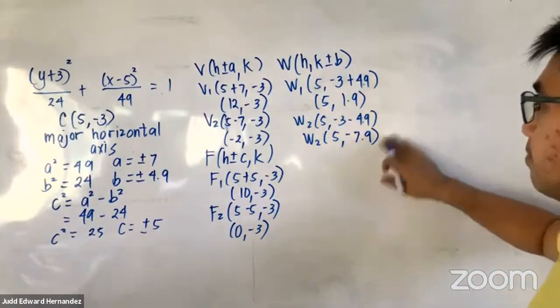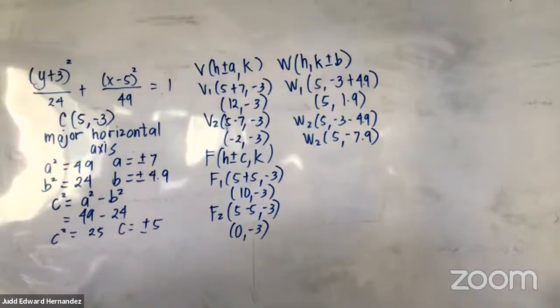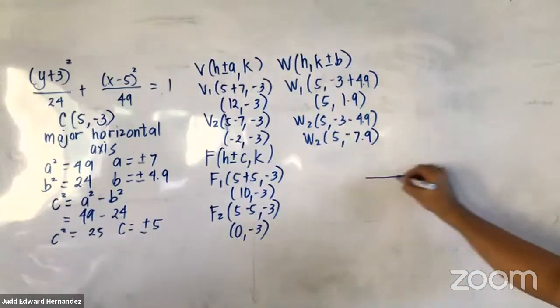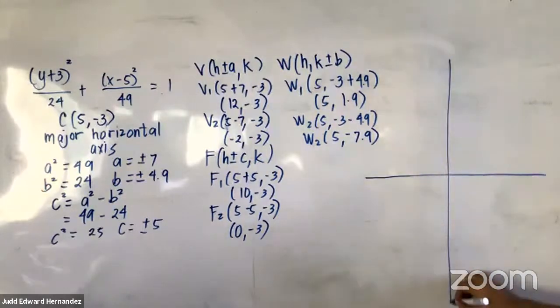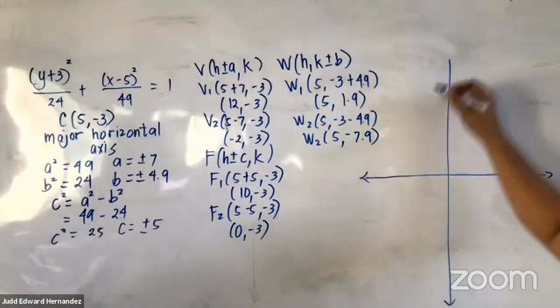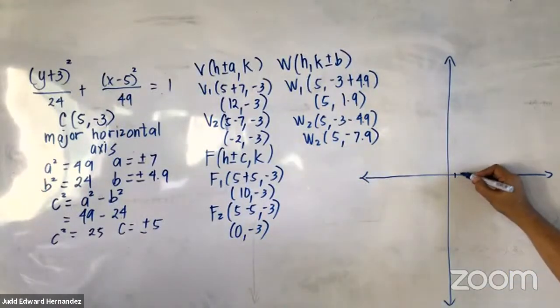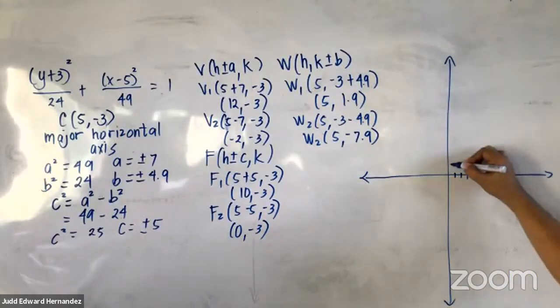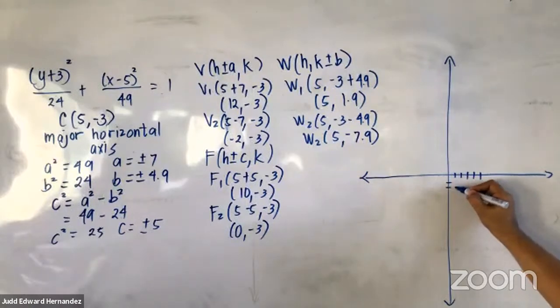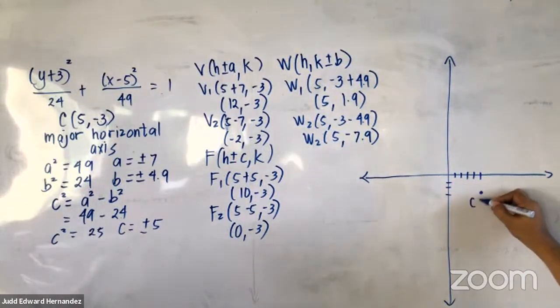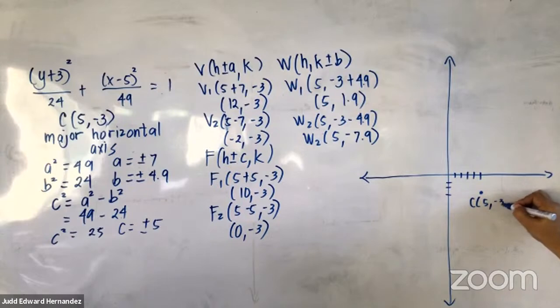So, for this one, we're now ready to plot the points. Okay, so pag piniplot natin siya, saan daw yung center natin? Center is located at 5, negative 3. 1, 2, 3, 4, 5. 1, 2, 3. So this is the center. Its location is 5, negative 3.